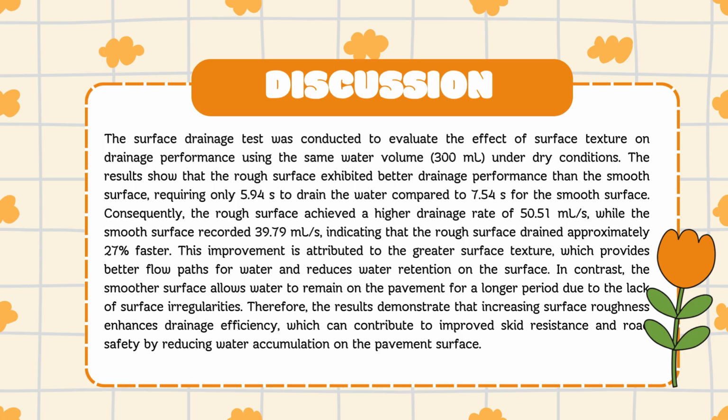This improvement is attributed to the greater surface texture, which provides a better flow path for the water and reduces water retention on the surface. In contrast, the smoother surface allows water to remain on the pavement for a longer period due to the lack of surface irregularities. Therefore, the result demonstrates that increasing surface roughness enhances drainage efficiency, which can contribute to improved skid resistance and road safety by reducing water accumulation on the pavement surface.